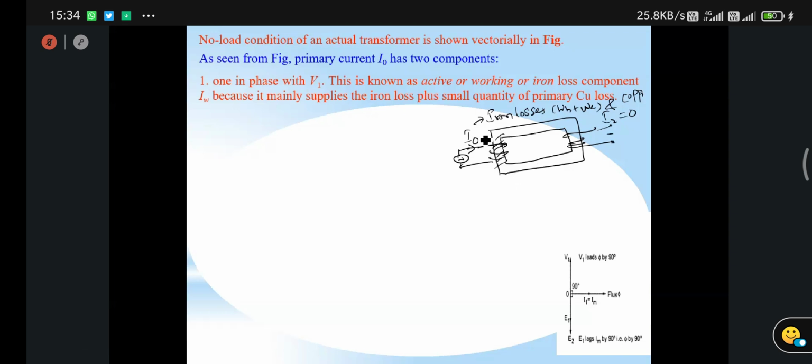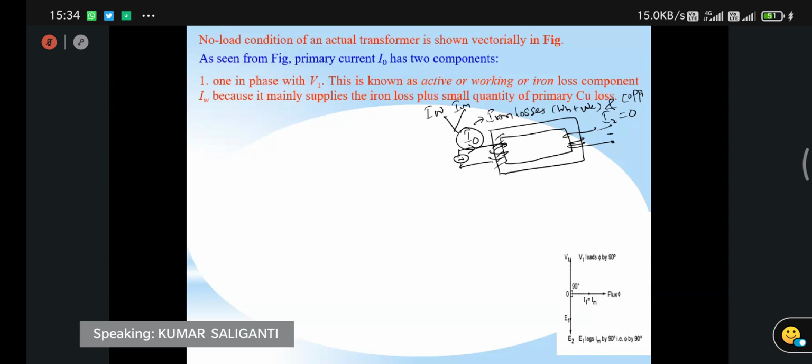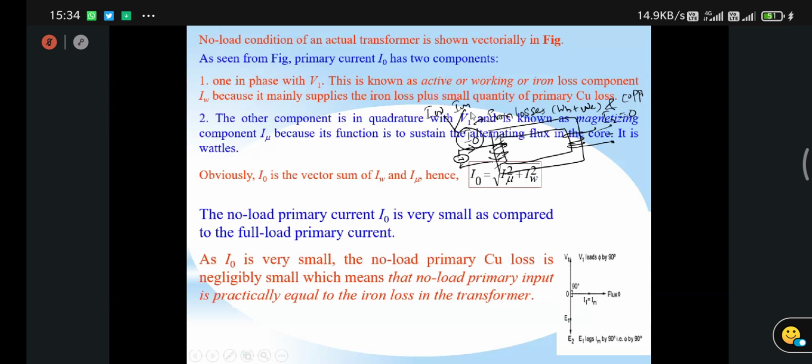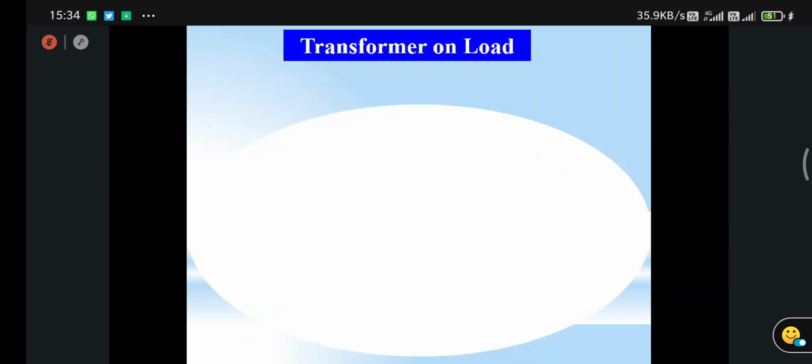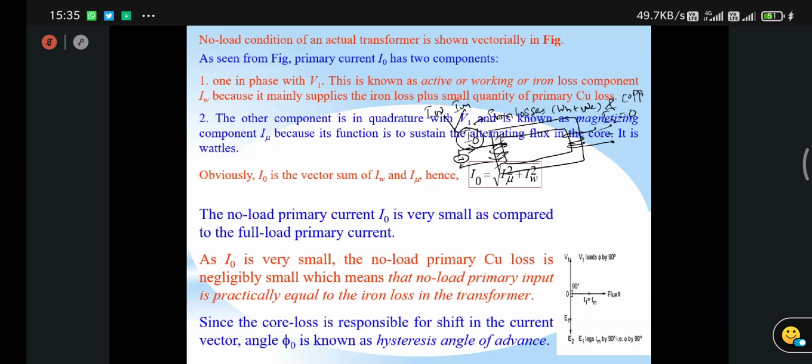Hence this I naught lags the voltage V1 by approximately 90 degrees. This I naught has two components of current, the working component and the magnetizing component. As seen from the figure, the primary current I naught has two components. The phasor diagram is not given here; I will show you the phasor diagram.